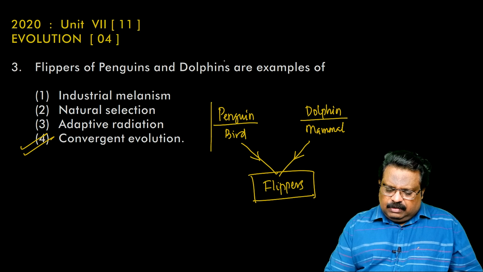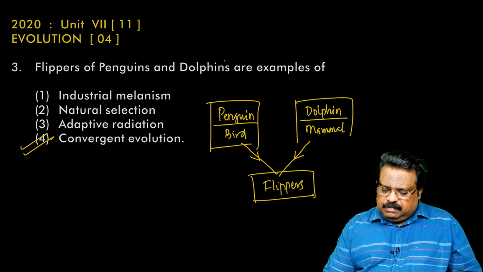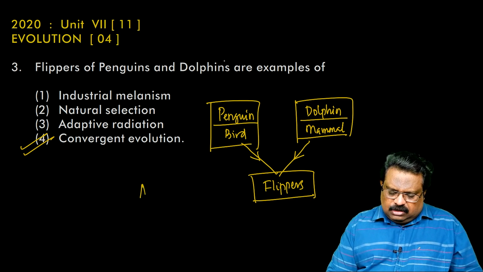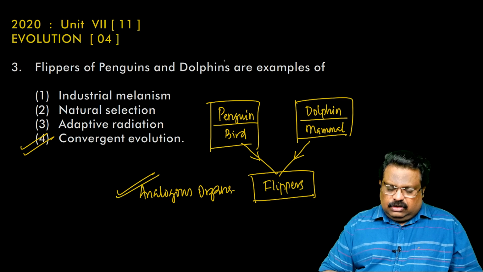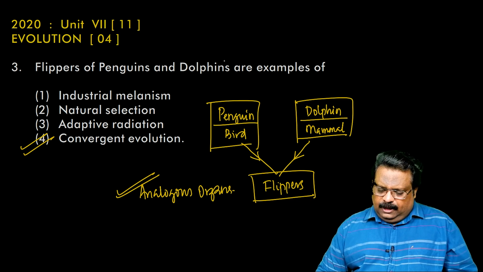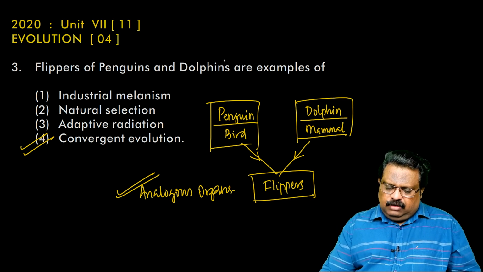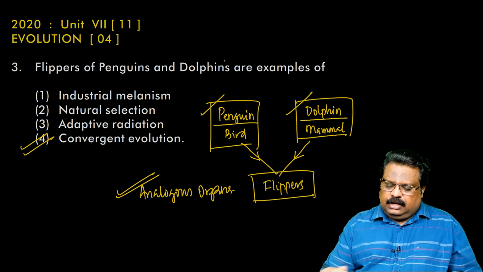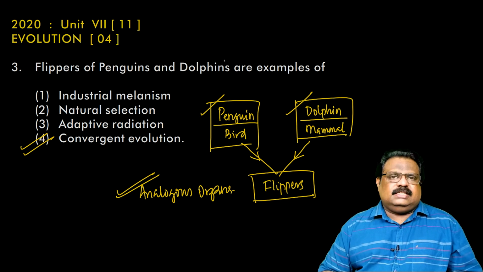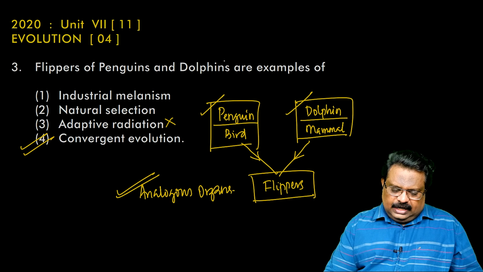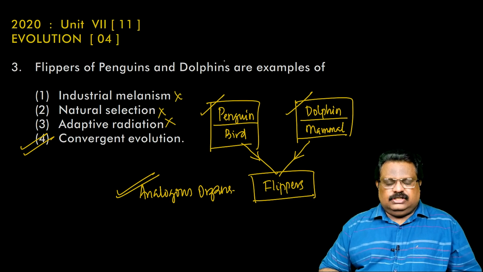Convergent evolution. So these are from different groups. One is a bird, the other one is a mammal. So they are evolving in a particular direction so that they are producing an organ, and that organ is called analogous organ. These organs are structurally different but functionally similar. The functional similarity is called analogy, because the flippers are used for swimming in water both by penguin as well as by dolphin. But the structure of flippers in penguin and dolphin are entirely different. The anatomy is different. The origin is different. One is from bird, another one is from mammal. So that evolution is called convergent evolution. It is not radiation, natural selection, industrial melanism. Convergent evolution is the right answer.